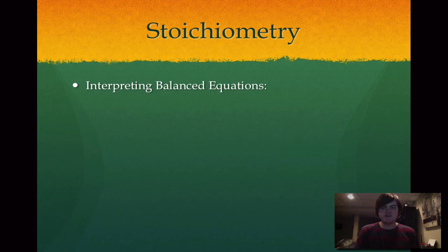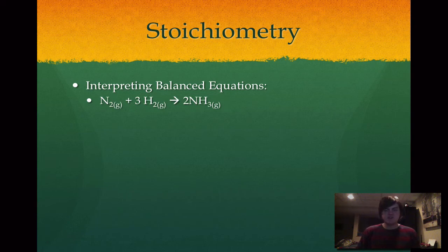Interpreting balanced equations can be complicated, as there are a number of ways to do it, but as long as you keep track of each of the ways, we should be in good shape. We're going to use this equation to look at balanced chemical equations. This is the reaction for the production of ammonia.